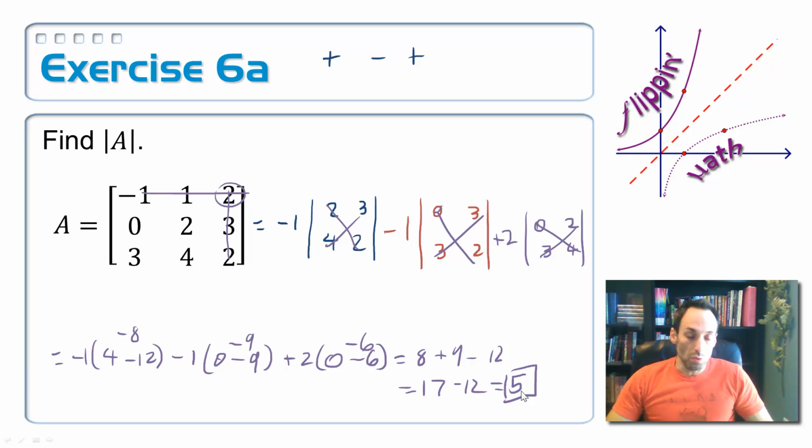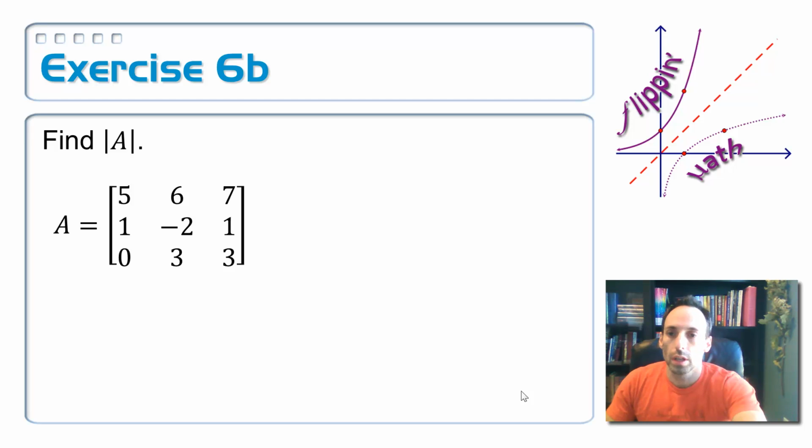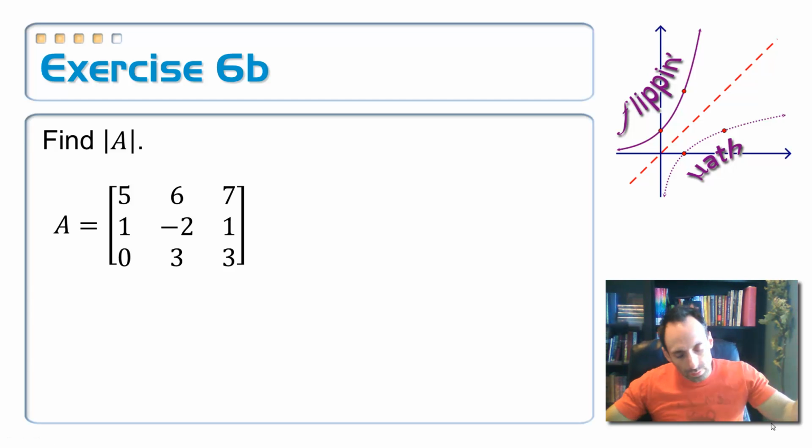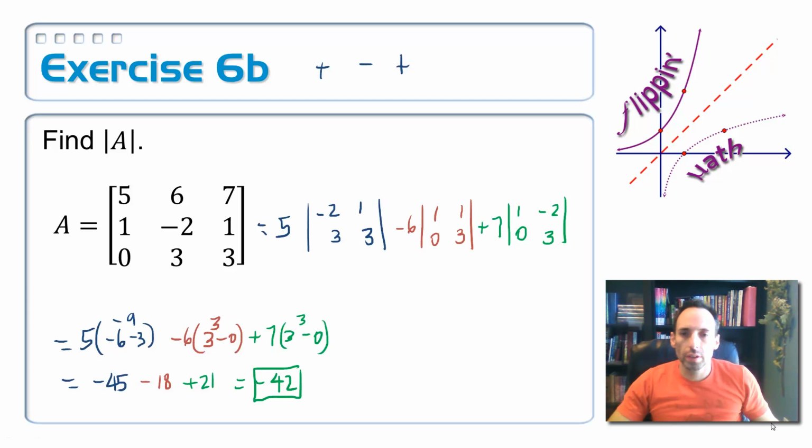Which method do you prefer? Whatever, you choose, you pick. Why don't you try it here on exercise 6b. You find the determinant of that 3 by 3 matrix using expansion by minors. Alright, let's see if you get it right.